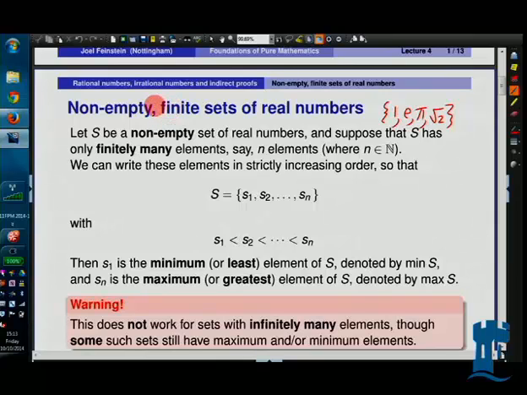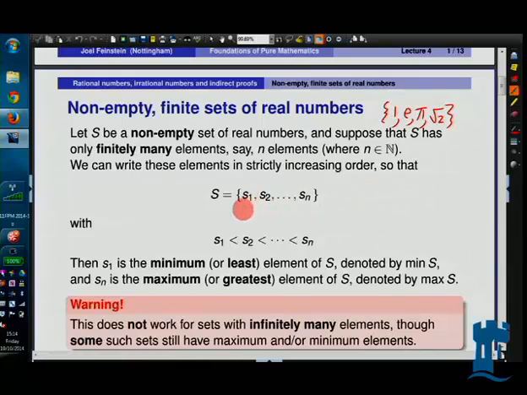There's a non-empty finite set of real numbers, and you can write them in strictly increasing order. That you can prove by induction, actually. But if you really wanted to do it, I'll take that as self-evident. You can go away and think about how you would prove it, that every finite set of real numbers can be written in strictly increasing order. I'm going to assume you can do that, and we'll start from there.